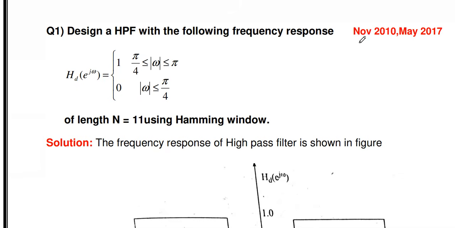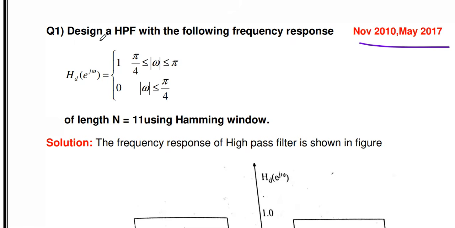It's a May 2017 and November 2010 question. This question is similar to the Fourier series method, except for two steps. The second step and third step are different in this method. We already solved this same problem in the Fourier series method. Now we are going to solve this problem using the Hamming window.